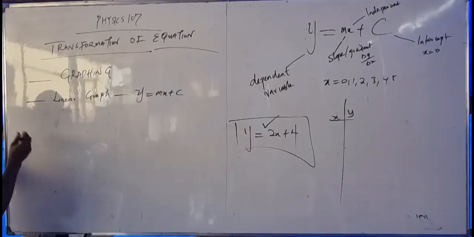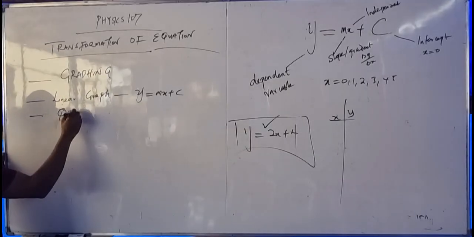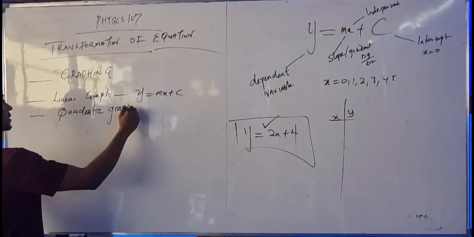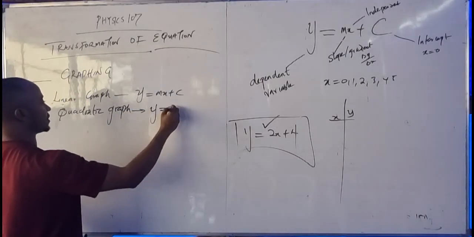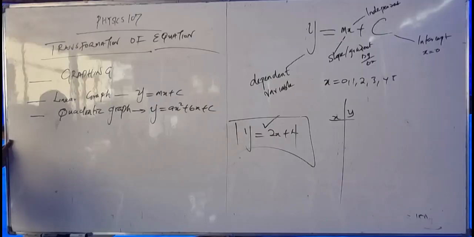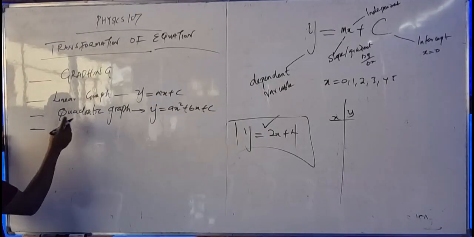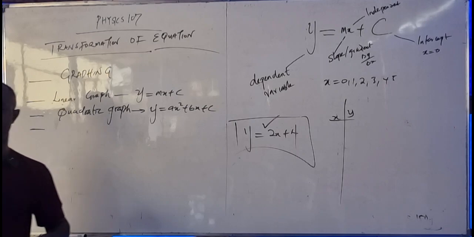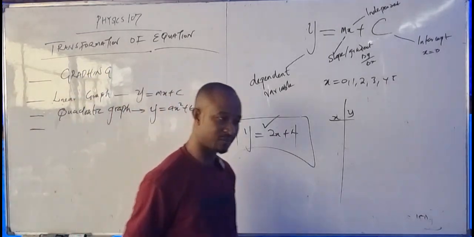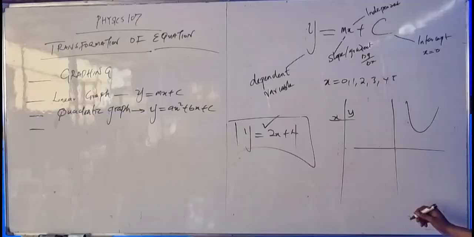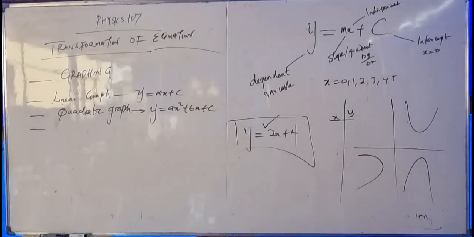We have what is called the quadratic graph, right? The general form is y equals ax squared plus bx plus c, right? This is also known as the parabolic graph. A parabola is called a quadratic graph. Any graph of this kind, or this kind, it can also come this way, or this way.